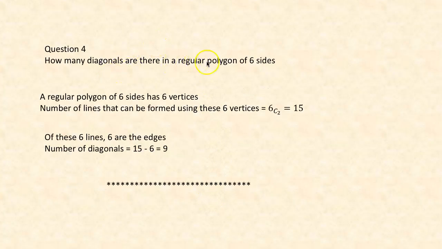How many diagonals are there in a regular polygon of 6 sides? A regular polygon of 6 sides has 6 vertices. And number of lines that can be formed using these 6 vertices is 6C2, because to form a line you join 2 vertices. So you are taking 2 vertices at a time from 6 vertices. So it is 6C2, which is 15. Of these lines, 6 are the edges. A diagonal cannot be an edge. So number of diagonals would be 15 minus 6, which is 9.